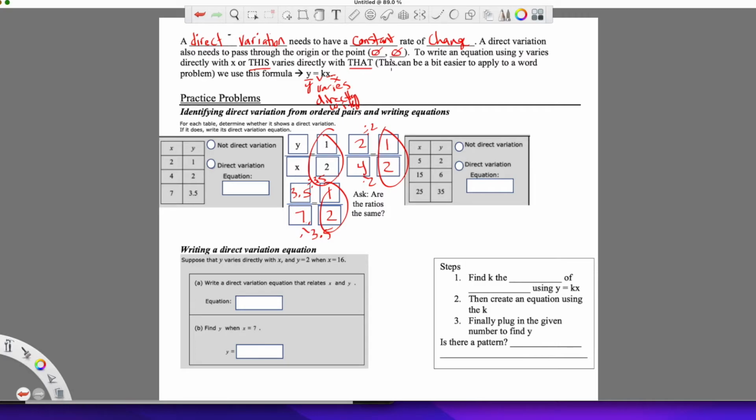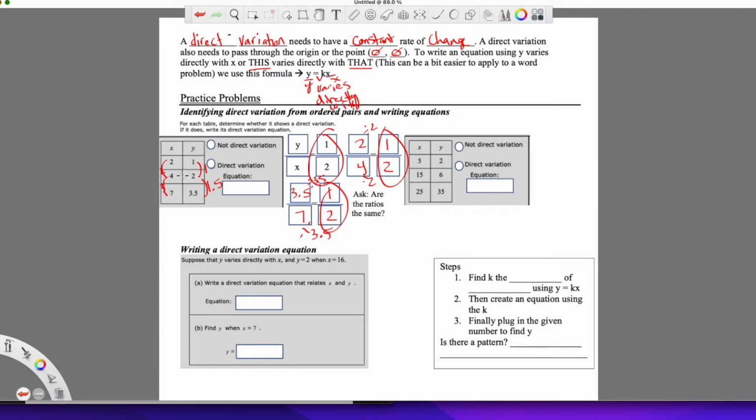So if we look at the pattern here, this one I went by 3, right? So that changed by 3, this changed by 2. And over here, this changed by 1, and this changed by 1.5. So it's a little different, but for this one, I kind of explained that a little funny. So this is the ratio for the direct variation, this is the constant rate of change when we look at x to y.